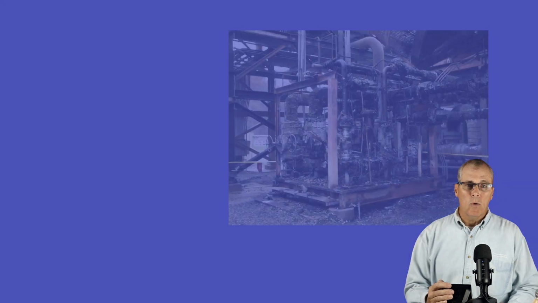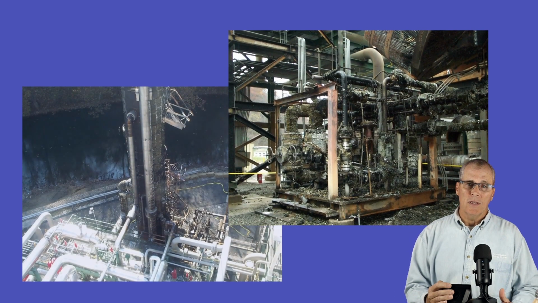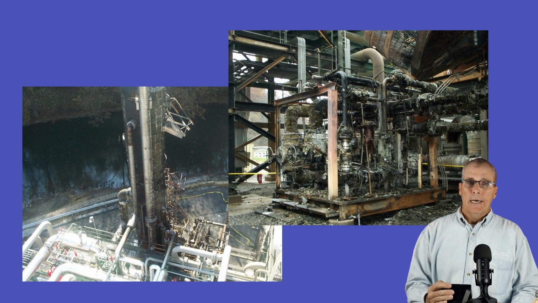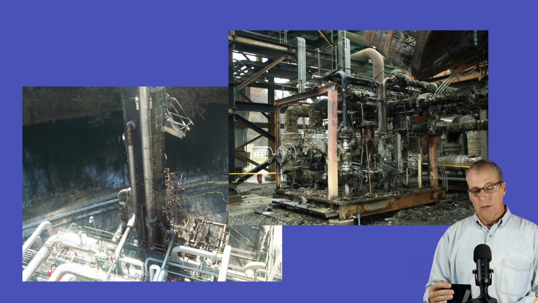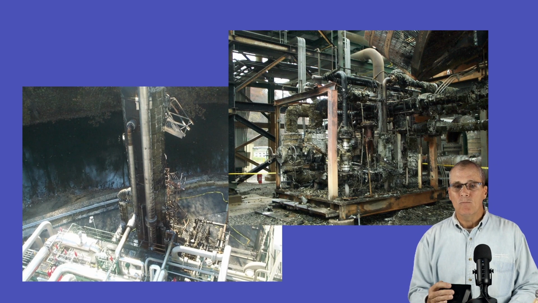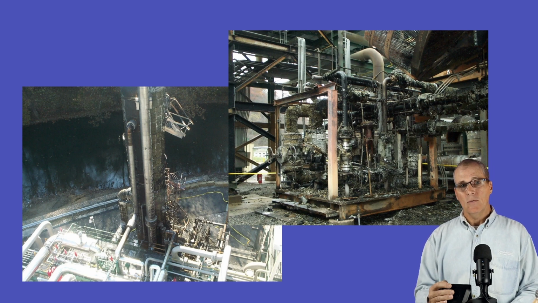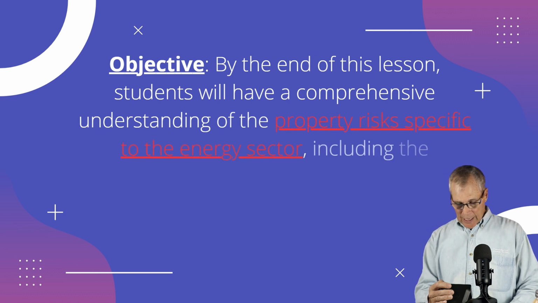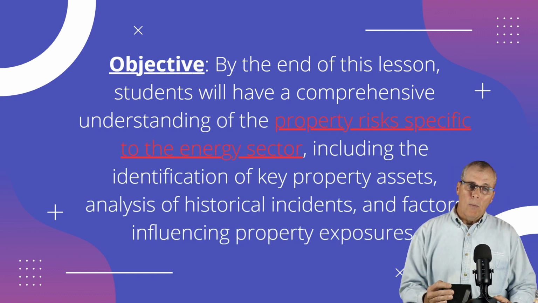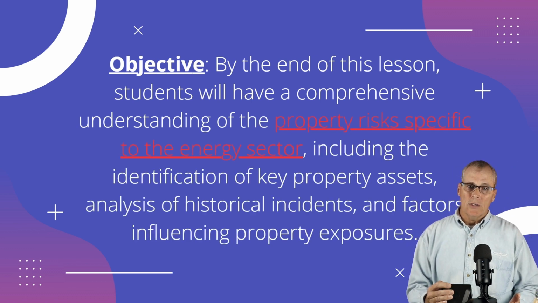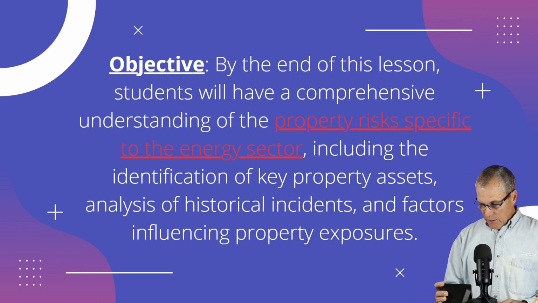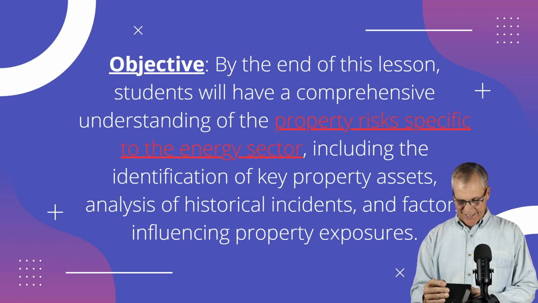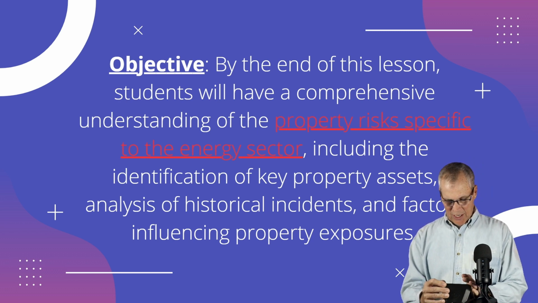And what we want to do is look at the things that go wrong, right? We're going to try and distinguish, because there's so many different worlds of risk management, that we want to focus on the bad stuff, okay, that happens to our property. So by the end of this section, we're going to understand what property risks specific to the energy sector are. Yay. Way to go. All right.